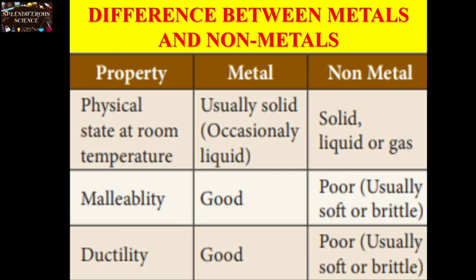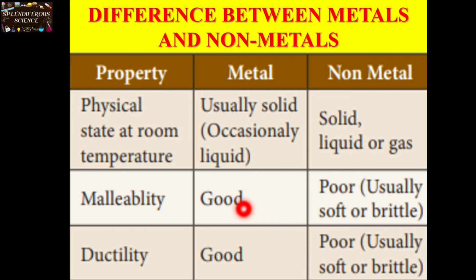We are going to discuss the differences between metals and non-metals. The property is given and the difference between metal and non-metal is mentioned. The first property is physical state at room temperature. For a metal, it is usually solid and occasionally liquid. For a non-metal, it may be solid, liquid or gas.